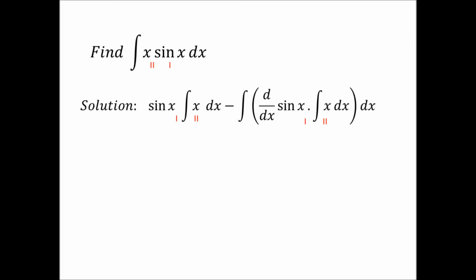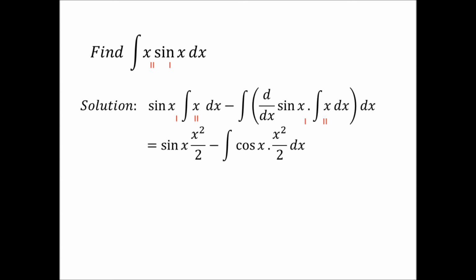Using the same formula, if we take sine x as first function and x as second function, will we be able to solve the problem? Let's try to find out. If sine x is taken as first function, x as second function, applying by parts, we will get sine x into integral of x dx minus integral of derivative of sine x into integral of x dx. And we know that integral of x is x square upon 2. Derivative of sine x is cos x, and after the first step, this is what we will obtain.